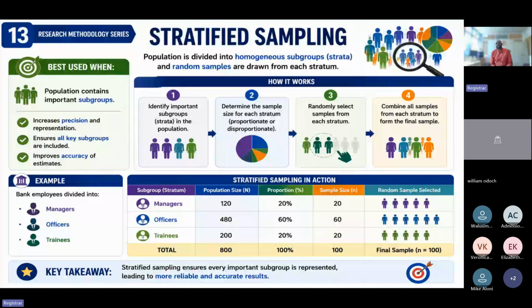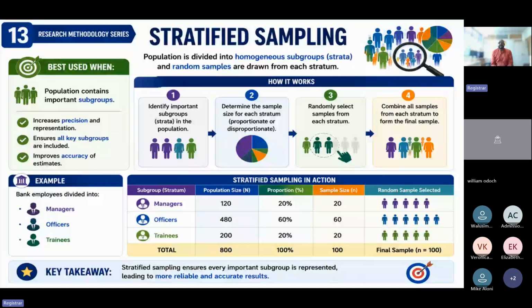So if you have 10 strata, you can even use five strata. That is left to you. Combine all samples from the selected strata. So the first step is to divide the population into subgroups. In the subgroups, you should know the exact population size. You can identify the proportion, out of the 100% sample, what percentage it accounts for. From that, you manage.